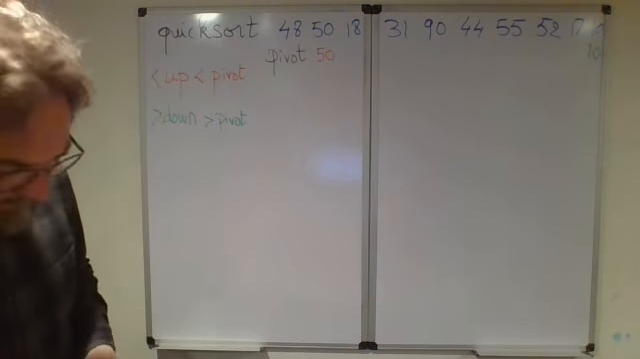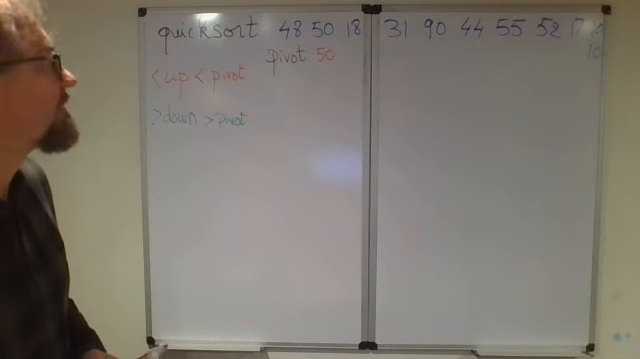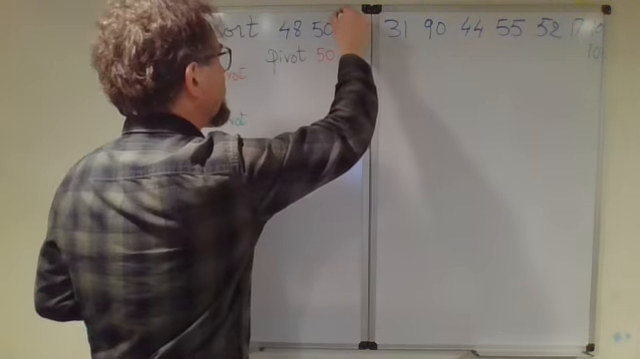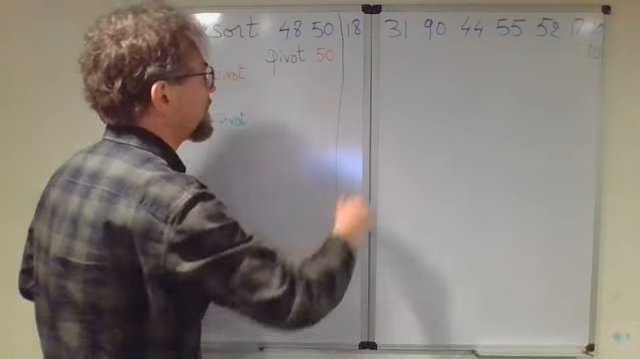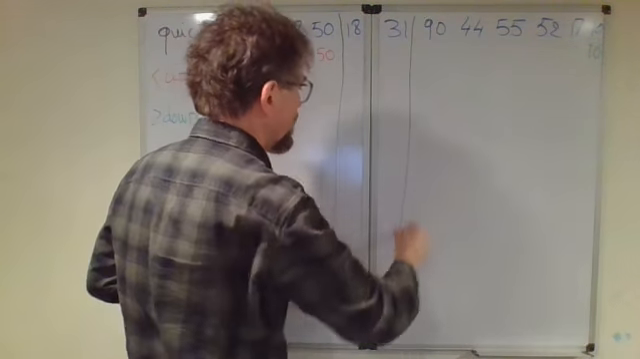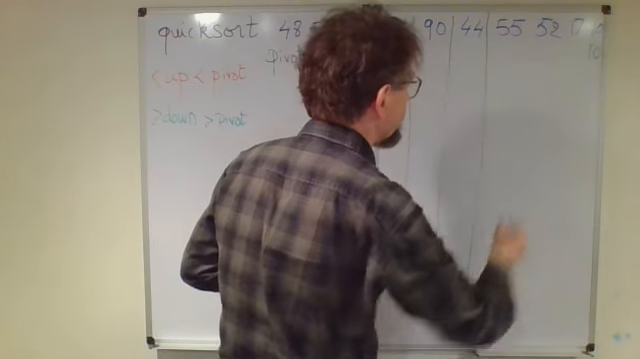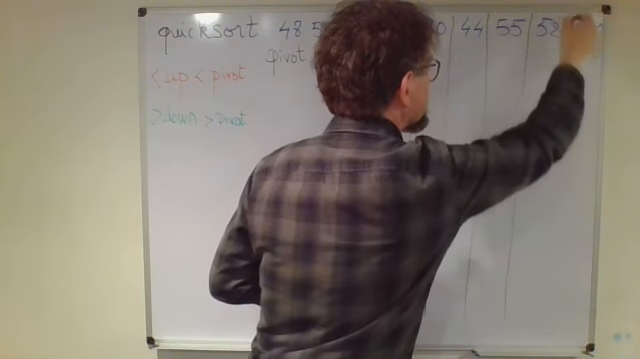Now, it should also have been said right from the beginning that Quicksort, the way we explain this here, is an in-place method, which means that we will write the sorted sequence at the place of the original sequence.